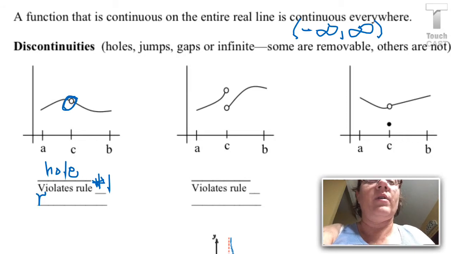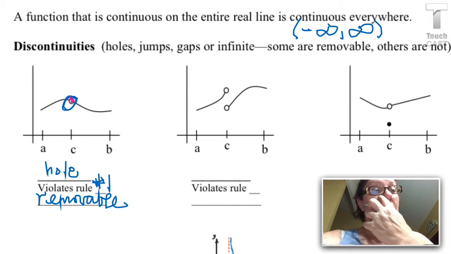And when we talk about can we remove this, yes, I could fix this. It'd be a real easy fix. All I'd actually have to do is just color it in, and now I have a continuous curve.